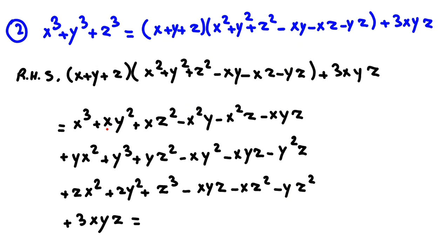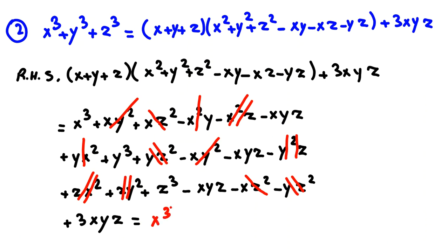So xy squared we have here, and xy squared here, we cancel them. xz squared here and here will be cancelled. x squared y, we cancel with yx squared. x squared z, we cancel with x squared z here. And then yz squared here, we cancel with yz squared here. And zy squared, we cancel. So let's see what is left.